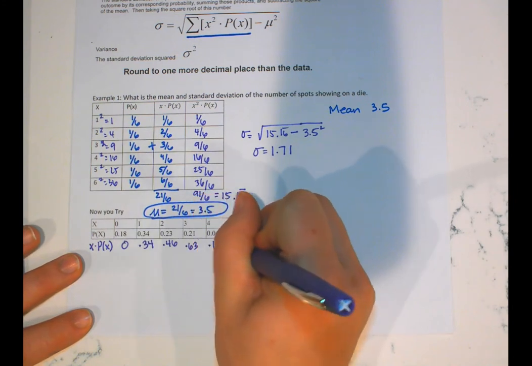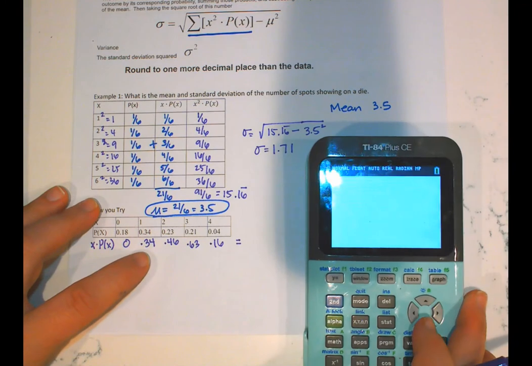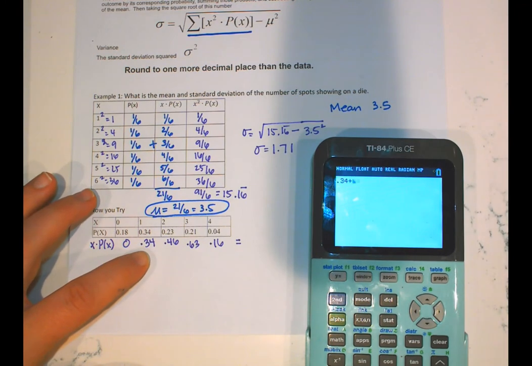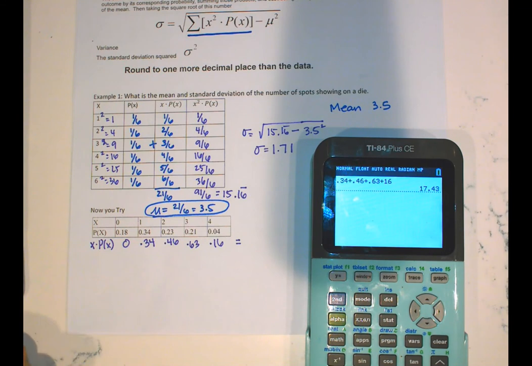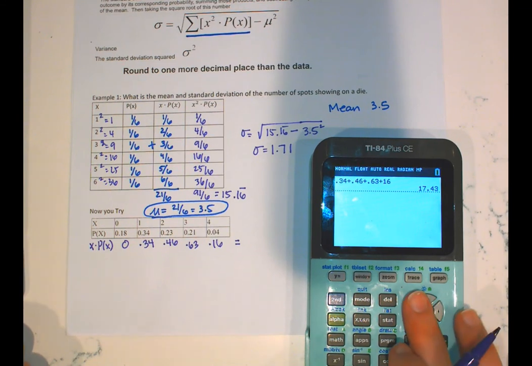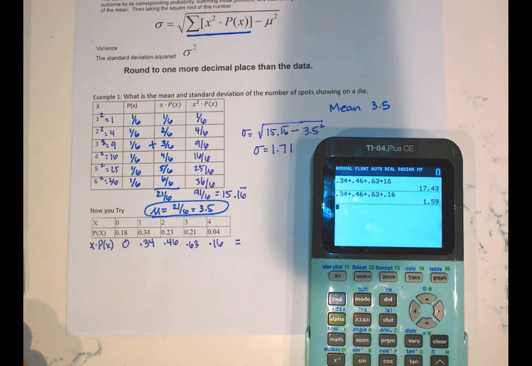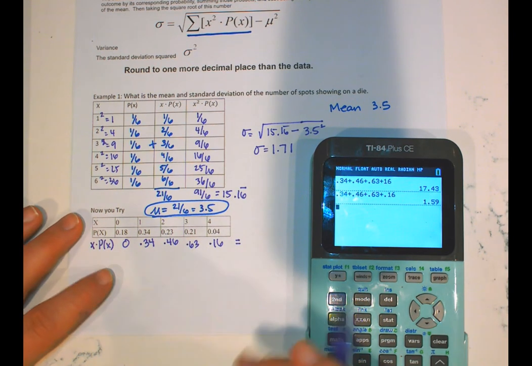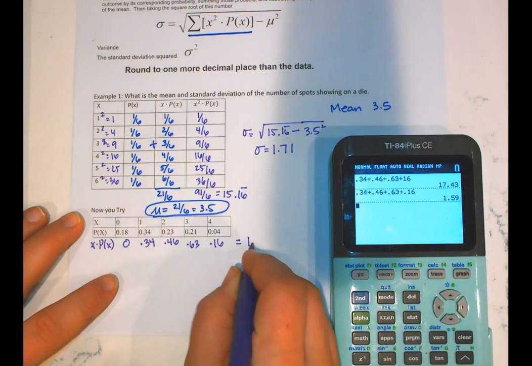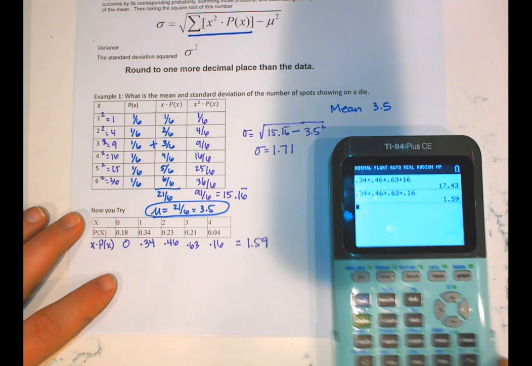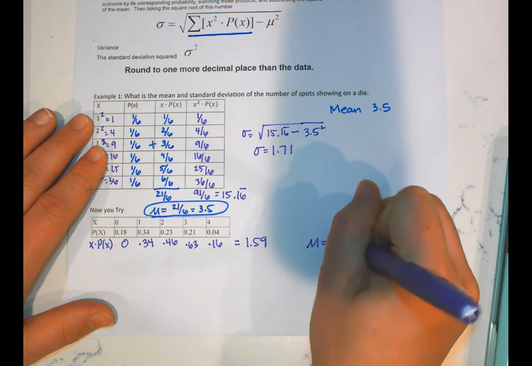So then when I add all of those values up, so I would do 0.34, 0.46, 0.63, 0.16, I get, that's too high. Oh, I forgot a decimal. 0.16. I get 1.59. So when I multiply these all together and add them up, I get 1.59. That is my mean. That is all we have to do to find our mean. So our mean is 1.59.